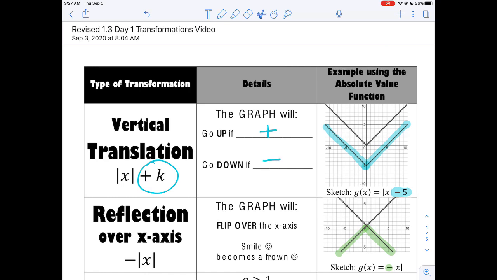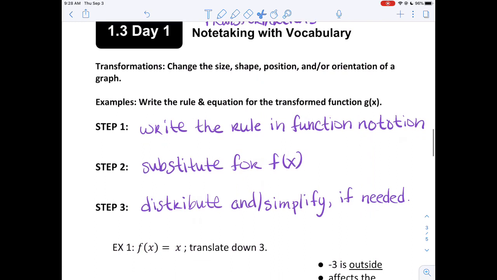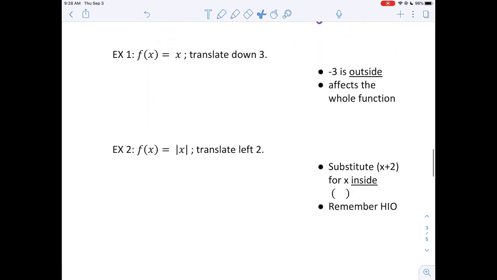So as an example, you can see that our parent function is here on the graph, dashed. There's our parent function. And our transformed function for a value of -5 for k moves us down by 5, and that's the highlighted graph. All right, so keeping that in mind, let's go back to our example. Our example is to translate down by 3. Our original parent function is x.